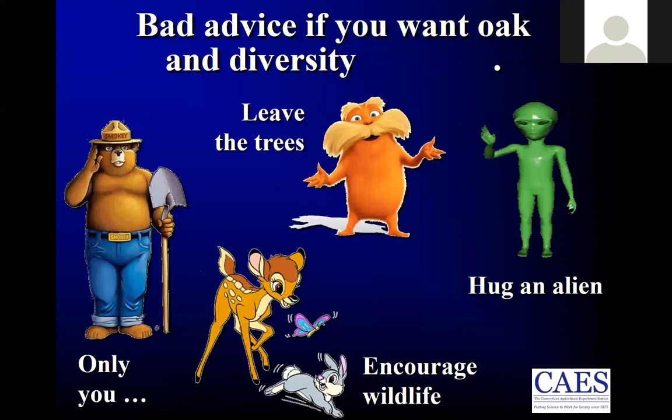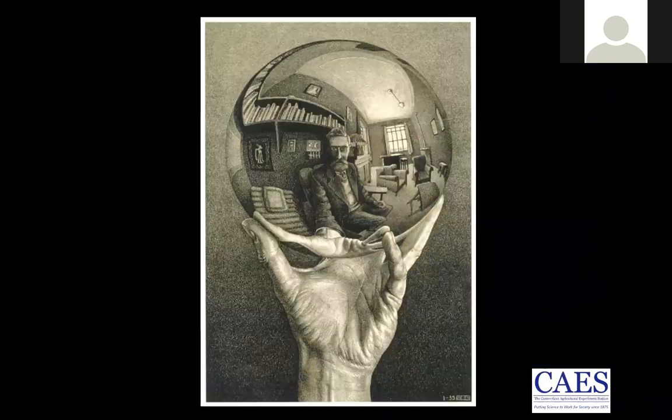So just to summarize what we've gone through there again, had this before. If you want oak and stand diversity, leave the trees, leave a lot of residual trees, leave a lot of alien species out there. Don't control the alien invasives. Encourage wildlife. Don't allow hunting. And I put in smoky just because some of the other ones had done it.